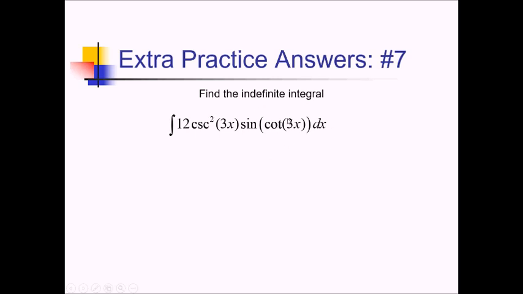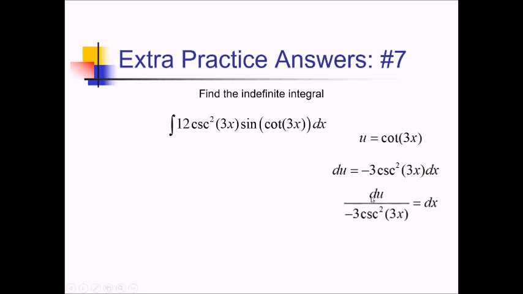Let's let u equal, we'll just go with cotan of 3x and see what happens. So du then, that's going to be negative cosecant squared of 3x times a tail of 3, so negative 3 cosecant squared of 3x with the dx there. And then dividing by that stuff, I can get dx by itself. All right, let's substitute some things back in.